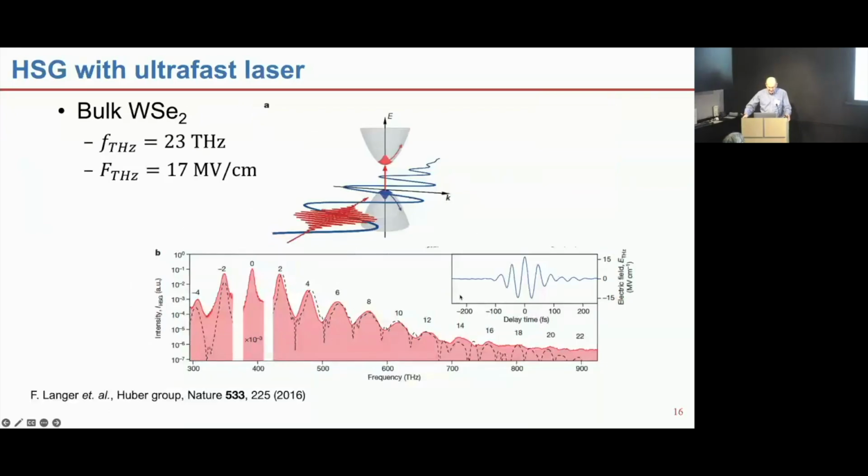Now, high order sideband generation can also be done with ultrafast lasers. Here is an example from Rupert Huber's group. This is in bulk tungsten diselenide with 23 terahertz and 17 megavolts per centimeter. You can see a large number of sidebands. They're not as well resolved simply because the bandwidth is much broader for these laser pulses.